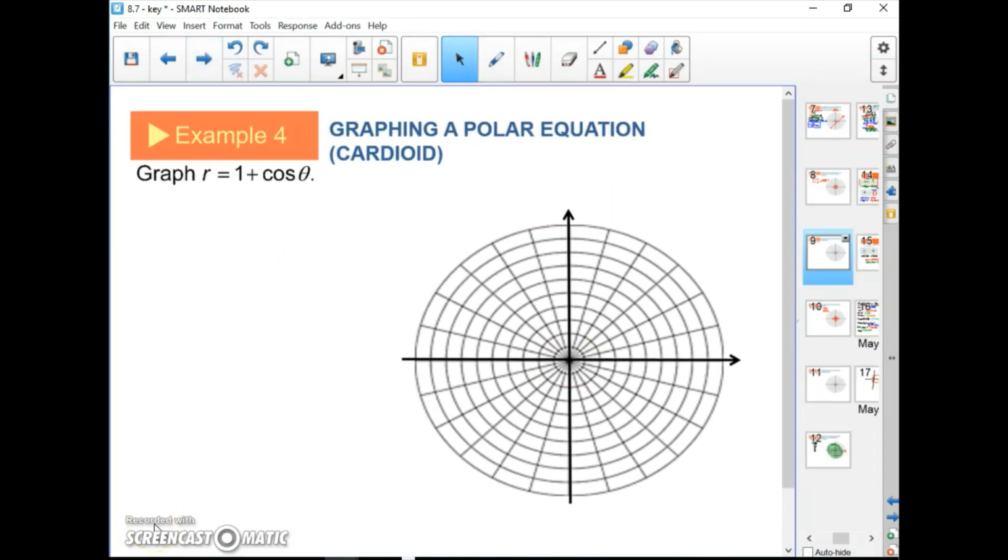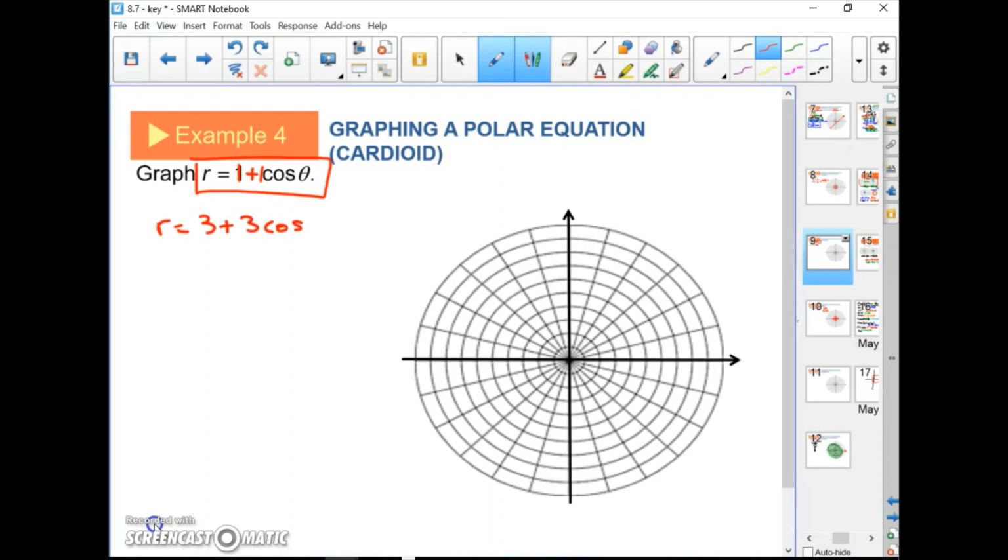Example 4. Graph r equals 1 plus cosine theta. The best thing that you can do when you're graphing one of these is just know what it looks like ahead of time. And you should be able to recognize, because of that plus sign, that it's going to be a limaçon. Okay? But specifically, when this number 1 matches this number 1, we know it's a special kind of limaçon called a cardioid. So if you had something like r equals 3 plus 3 cosine theta, same thing. Maybe that would make it more obvious that those two numbers match. But anytime those two numbers match, it's going to be a cardioid.